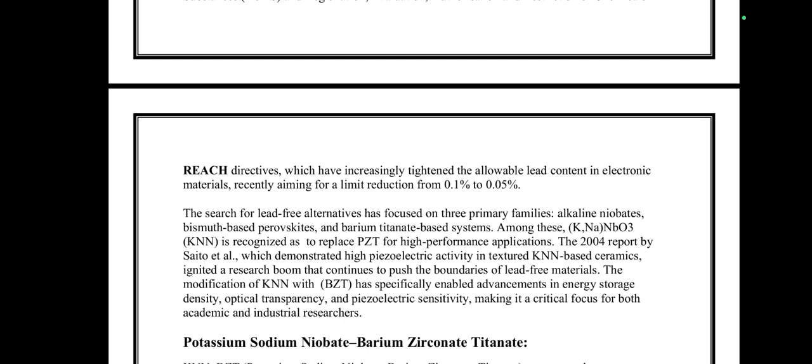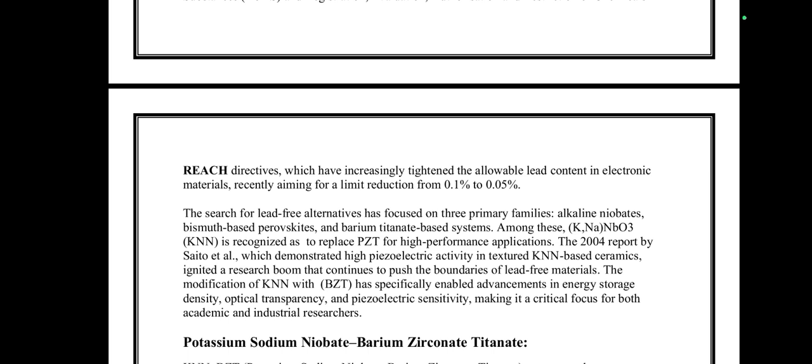So, the search for lead free alternatives has focused on three primary families: alkaline niobates, bismuth based perovskites, and barium titanate based systems. Among these, potassium sodium niobium oxide (KNN) is recognized as a candidate to replace PZT for high performance applications. The 2004 report by Saito, which demonstrated high piezoelectric activity in textured KNN based ceramics, ignited a research boom that continues to push the boundaries of lead free materials.